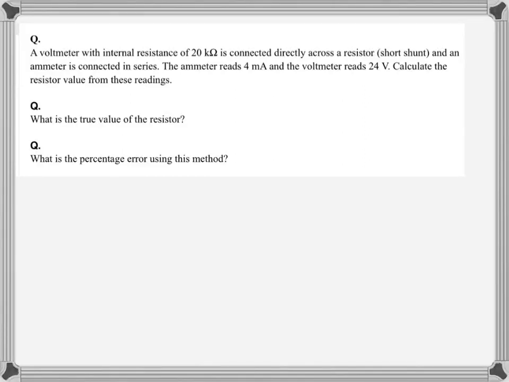Okay, so the problem states that a voltmeter with an internal resistance of 20 kilo ohms is connected directly across a resistor, short shunt, and an ammeter is connected in series. So basically this is the resistor and there is an ammeter connected here. It doesn't say anything about the ammeter, so we are assuming that the ammeter is ideal or close to ideal, and there is some other portion of the circuit which we don't need to know.